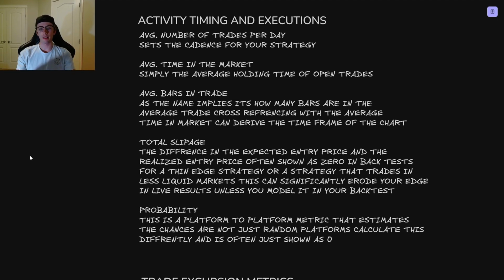Your probability, this is a platform to platform metric. Every platform will calculate it a little bit differently. It's just an estimate of whether the chances are not just random. The platforms calculate this differently and it's often just shown as 0.